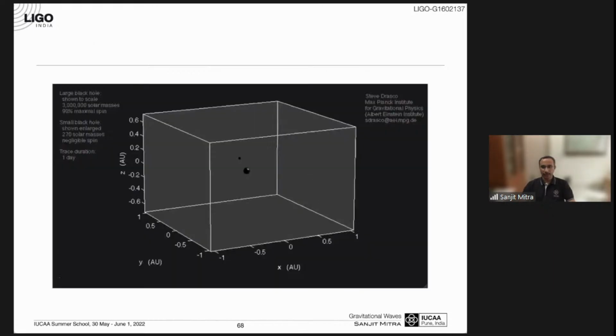Okay, now this is one of the interesting things that we see what LISA is going to see. So this is an animation where this is an extreme mass ratio inspiral. A small black hole goes around the large black hole.